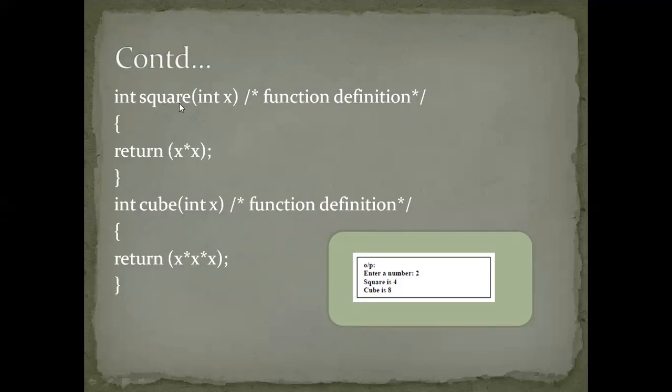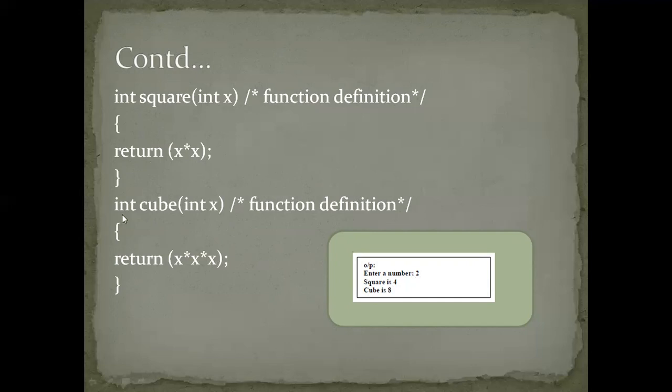So int square int x, I'm performing the operation. What is this? Return x into x. x into x is nothing but what? 2 into 2, that is nothing but 4. That is the value which you are going to return. Just check out the output, enter a number. You have entered the value 2. Square is how much? 2 into 2, that is 4.